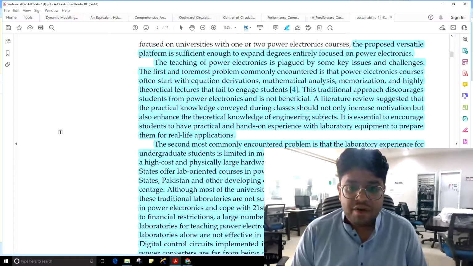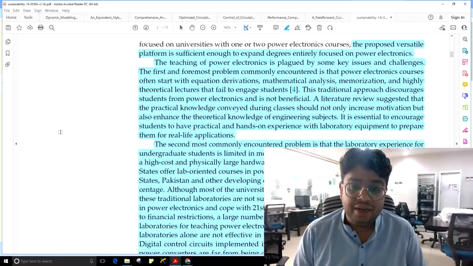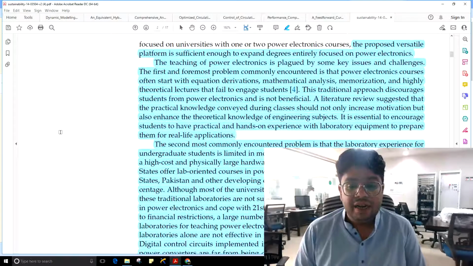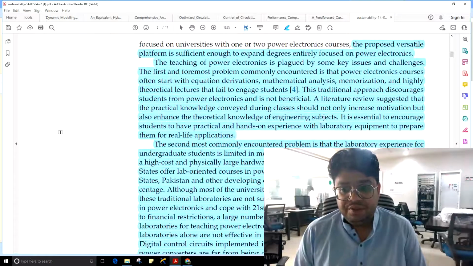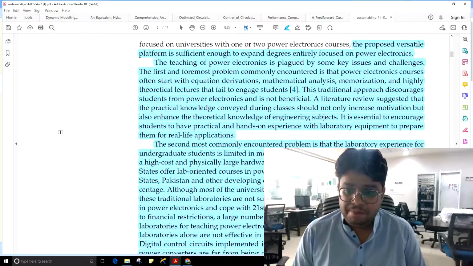The first and foremost problem commonly encountered is that power electronics courses often start with equations, derivations, mathematical analysis, memorization, and highly theoretical lectures that fail to engage students. This traditional approach discourages students from power electronics and is not beneficial.